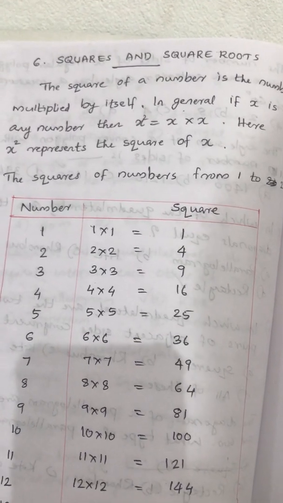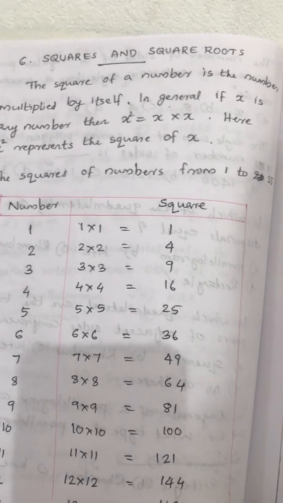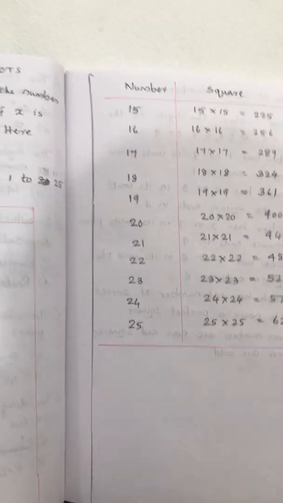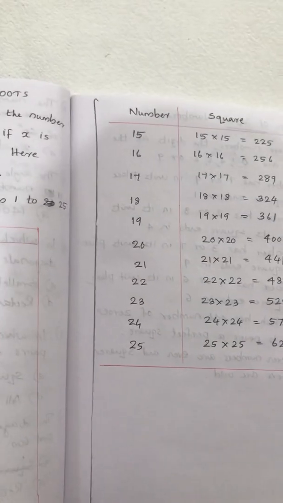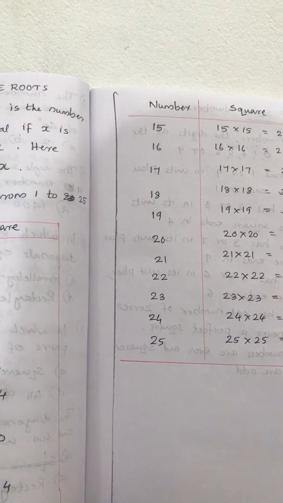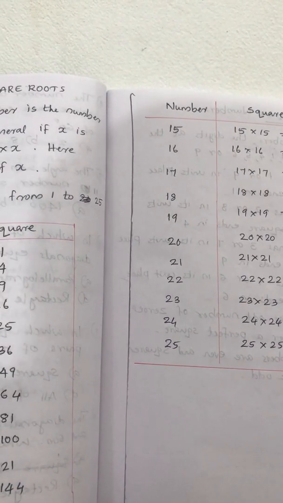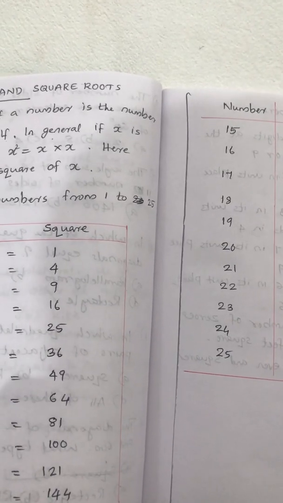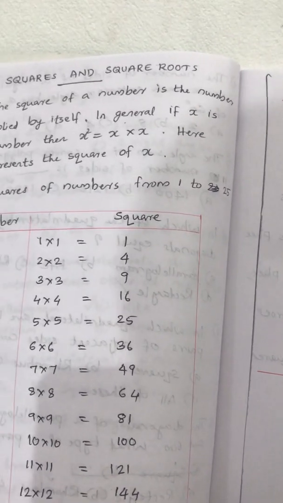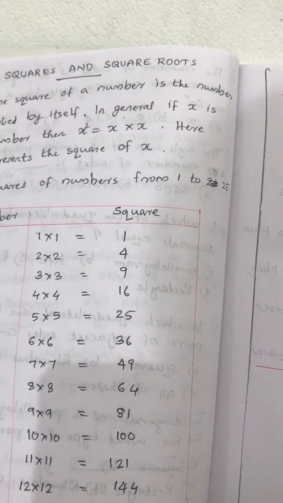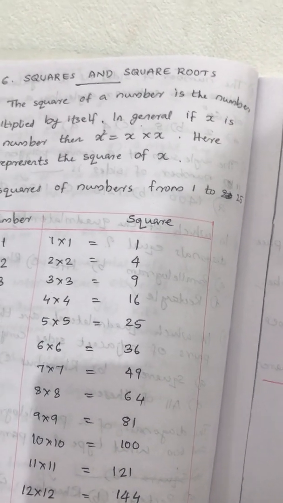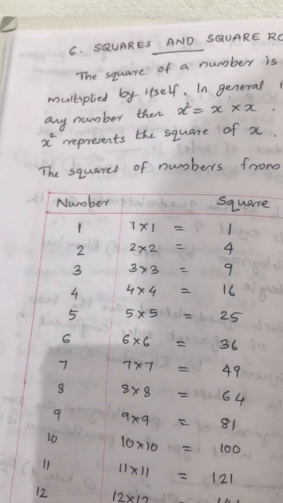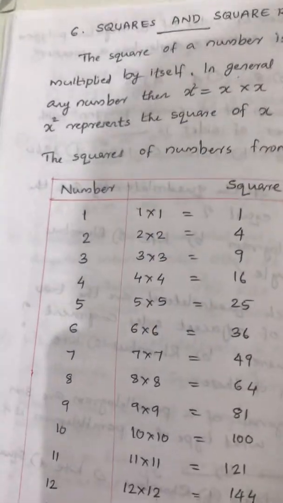Also, you want to learn by heart the squares of the numbers from 1 to 25. That already I gave yesterday, I sent that note. The squares of the numbers from 1 to 25, all of you want to learn by heart. It is a must. Then only we can follow the next part of this chapter. Now today we want to discuss the properties of square numbers.